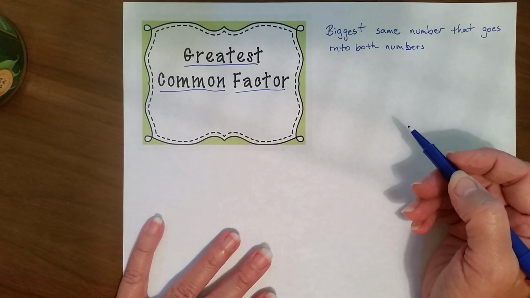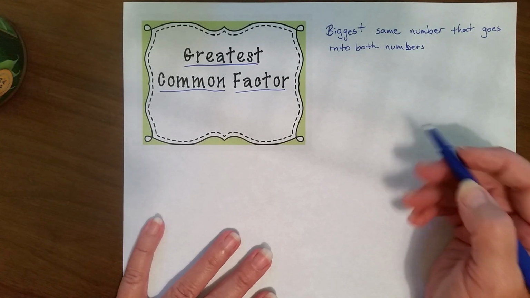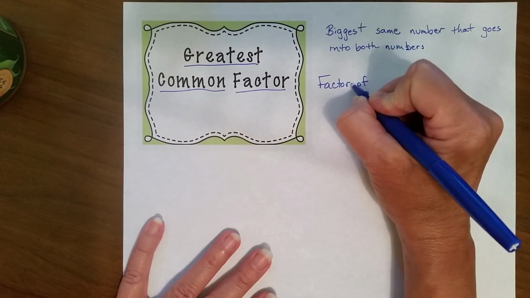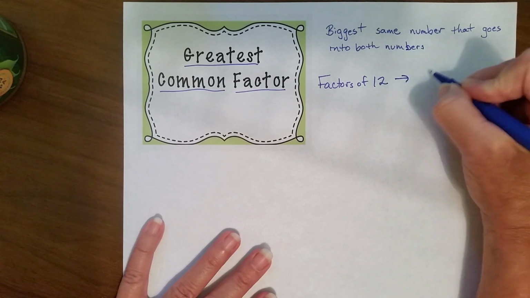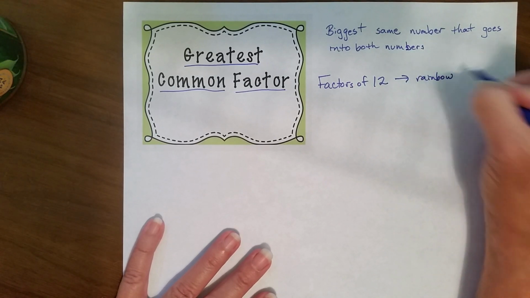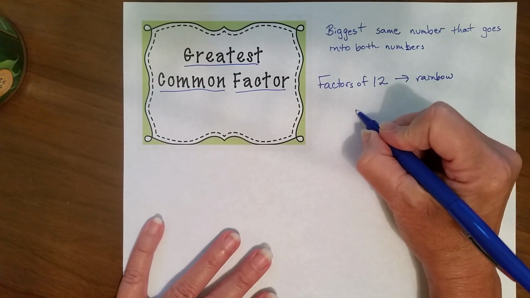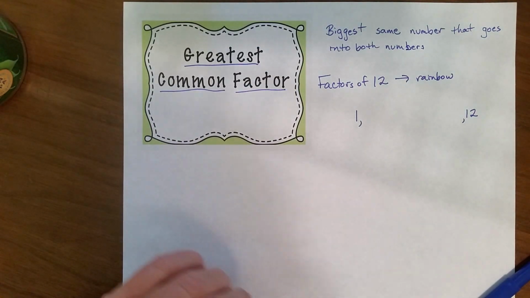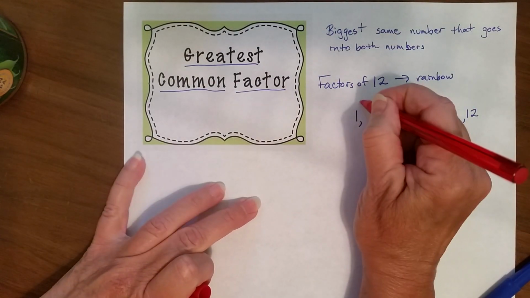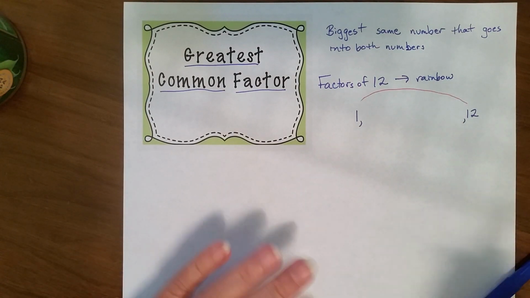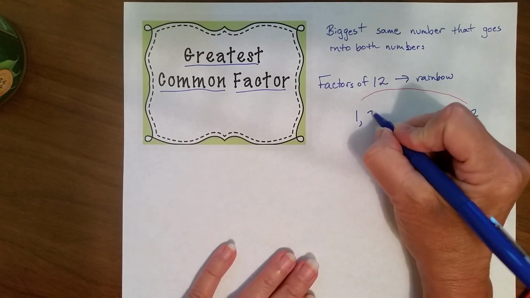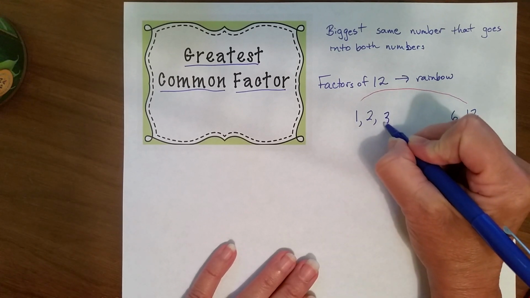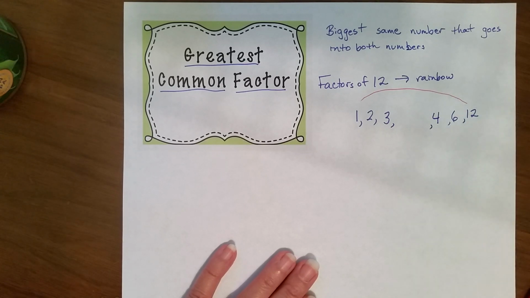Now, here's the way you want to do this. Let's look at two numbers like 12 and 8. I'm going to look at the factors of 12, and I'm going to do that by making the rainbow. So the factors of 12 are 1 and 12, because 1 times 12 is 12. Is 12 divisible by 2? Yes, it is. 2 times 6 is 12. Is 12 divisible by 3? Yes, it is. 3 times 4 is 12.